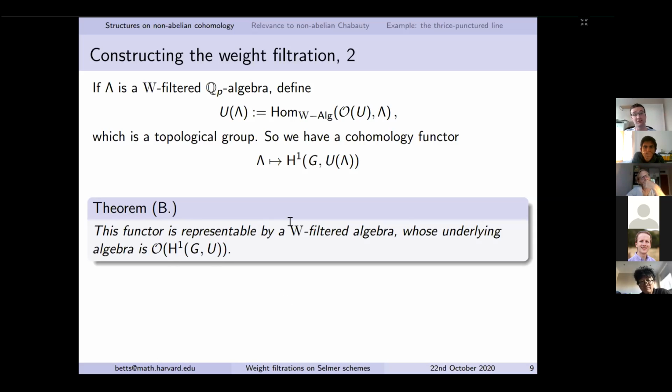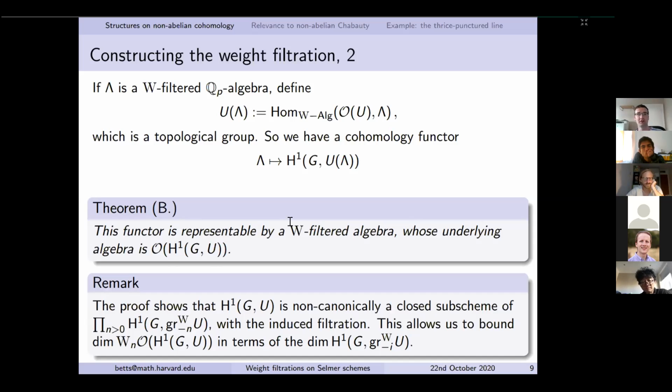But one thing that's sort of interesting about this construction is it actually allows you to get your hands a bit on what this filtration actually looks like, which maybe also goes some way to answering Mignon's question. So when you follow through the argument, what you in fact prove is that this non-abelian cohomology scheme is, non-canonically, a closed subscheme of the product of all the Galois cohomologies of its graded pieces. So these are vector space cohomologies, and I'm viewing them as schemes in the natural way.